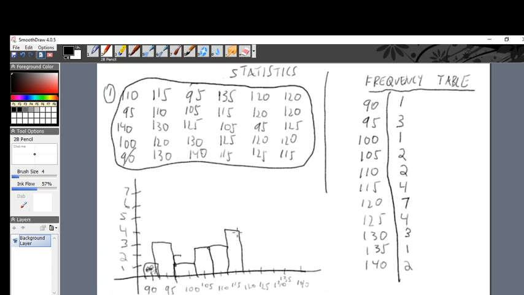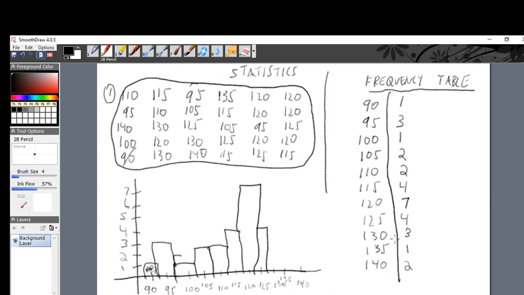120 is 7. That gets bumped up completely all the way up to 7. That's 120. Sorry about this, it's a lousy drawing, but what can you do? I think you can get the gist of how this is supposed to work. 125 is a 4, and obviously you'll have better pictures in your book. 125 goes up to 4.